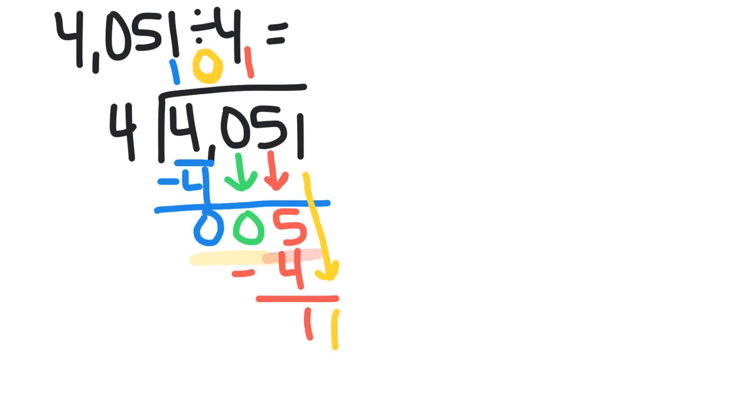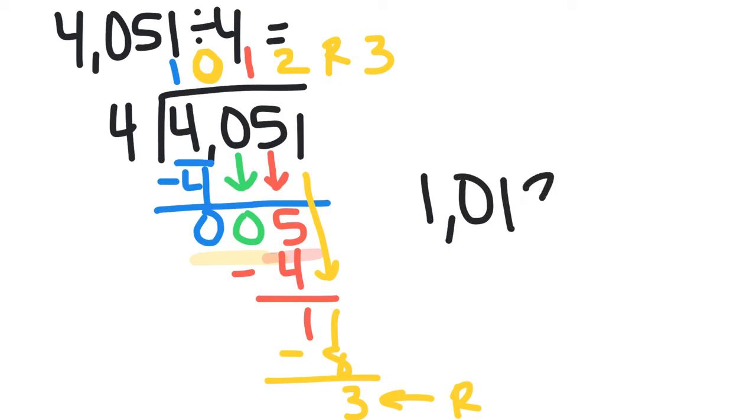I need to ask myself, how many times does 4 fit into 11? 4 fits into 11 2 times. I write my 2 on top. 2 4s is 8. 11 minus 8 is 3. If I look back up at the top of my number, I can see that I have no more digits left. I've already brought everything down. So that tells me that this last number here is my remainder. So remainder 3. I'll write my answer nice and big, 1,012 with a remainder of 3.